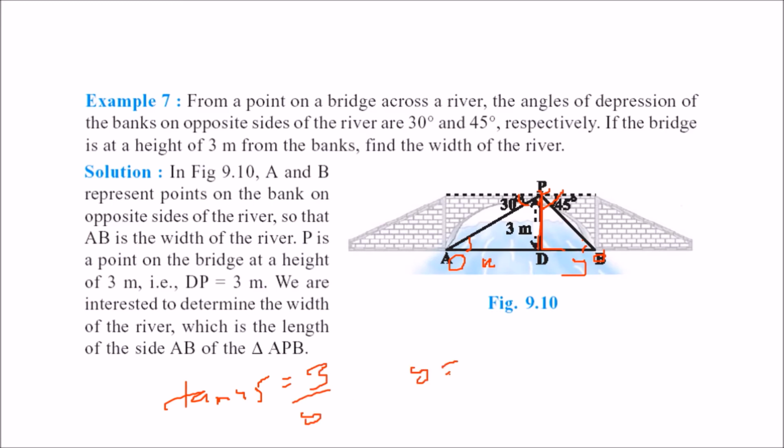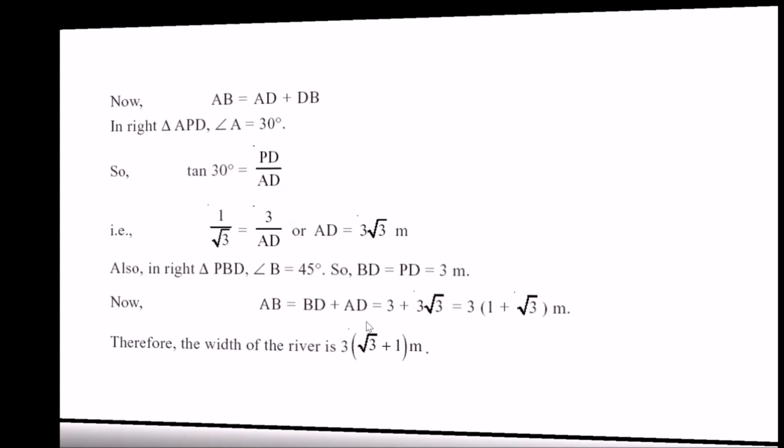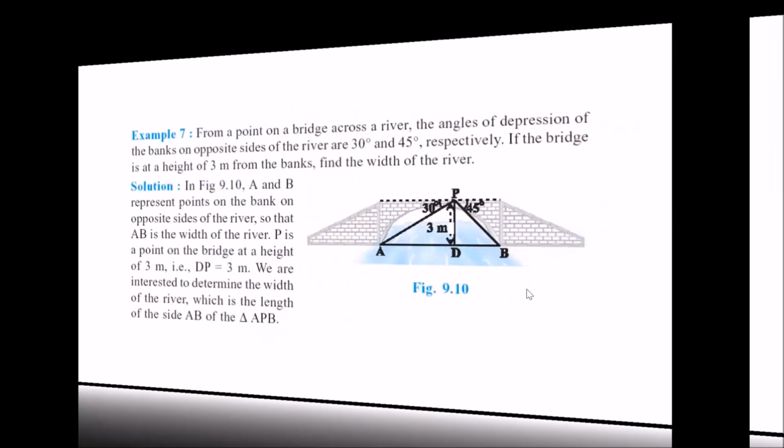So we got y. By this triangle, tan 30 is perpendicular by base, so 3 by x. And we can get easily x equal to 3 by tan 30. Tan 30 we know. This is how the equation becomes: one is exactly equal to 3, the other is 3 root 3. And if you want to find out the distance between these two, that is AD and DB, that is x and y, they have to be added. This becomes equal to 3 plus 3 root 3.